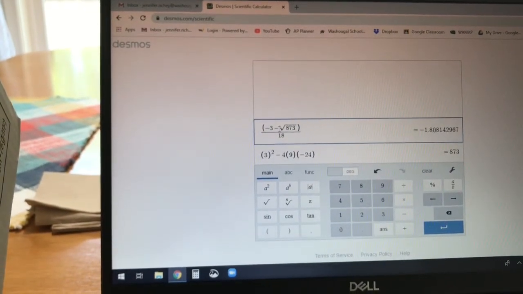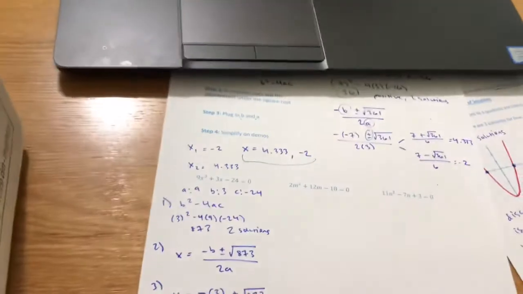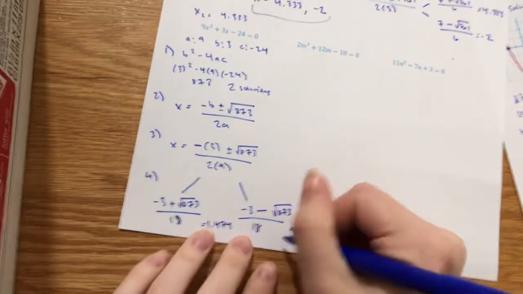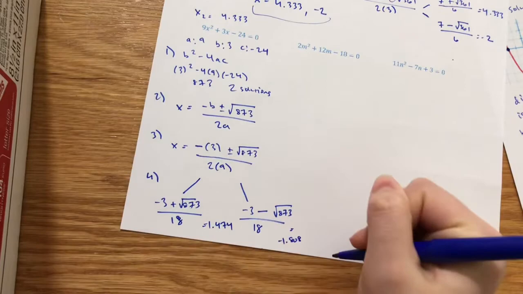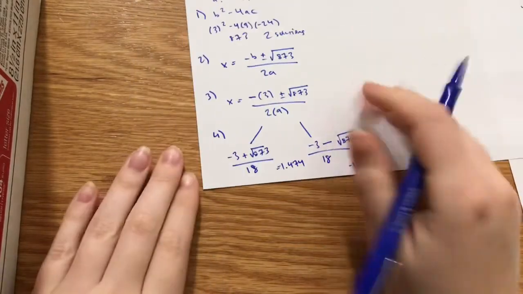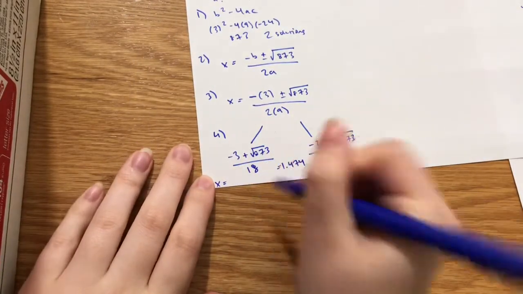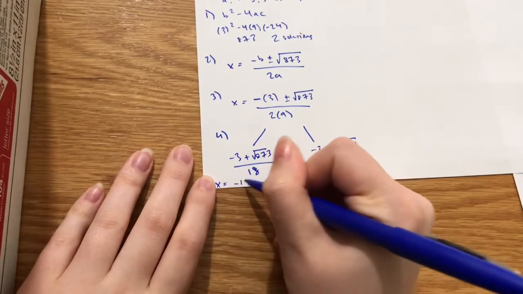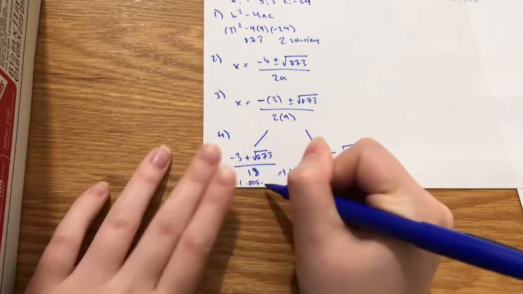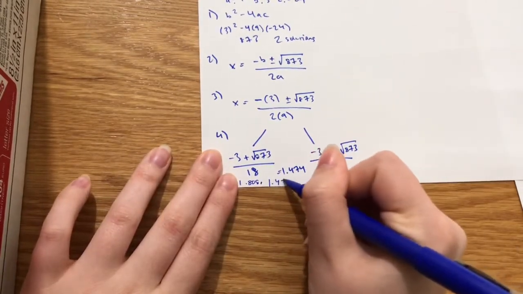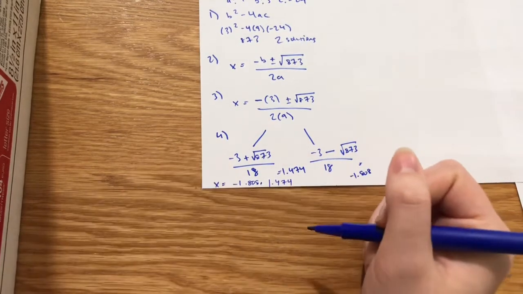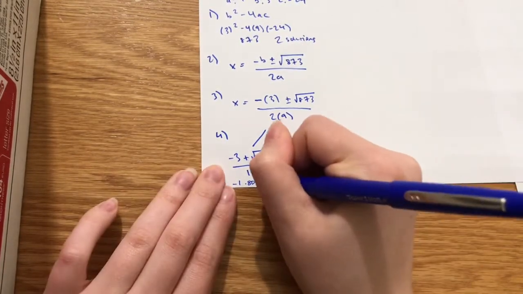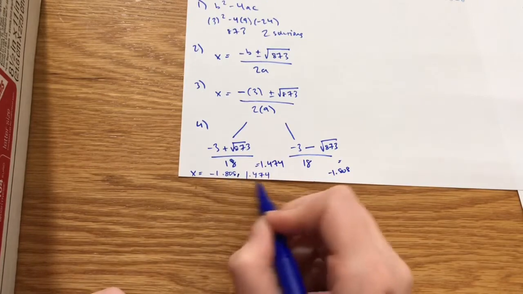Negative 1.808. And we'll write that. So, kind of ran out of room, but x equals, your 2 solutions are, I'm going to write them in order, negative 1.808, comma, 1.474. And so this is why we use the quadratic formula, you guys, because these are really not nice answers, right?